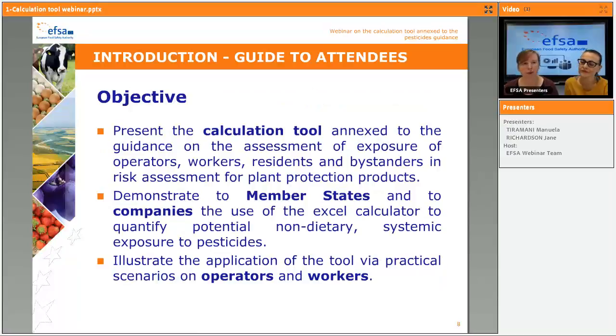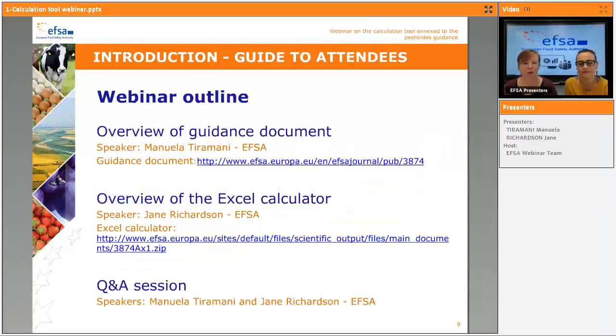So the objective of the webinar today is really to talk a bit about the calculation tool, which is in the annex of the EFSA guidance. And we're going to try and show you a few scenarios so you can see practically how the calculator tool works. And then obviously you can ask questions about it. So this is the overall outline. My colleague Manuela will give you an overview of the guidance document, and then we start to have a look at the calculator tool, try some scenarios, and you have hopefully plenty of opportunity to post your questions, and we'll try and respond as best as we can. So I'm now going to hand you over to Manuela.